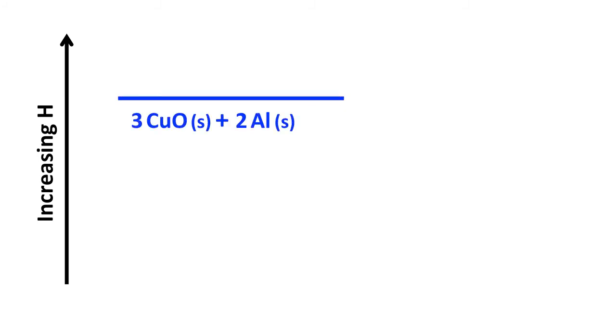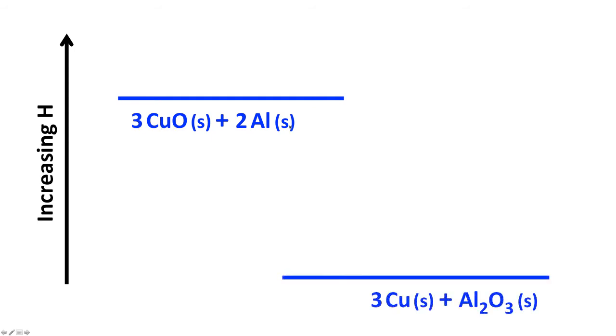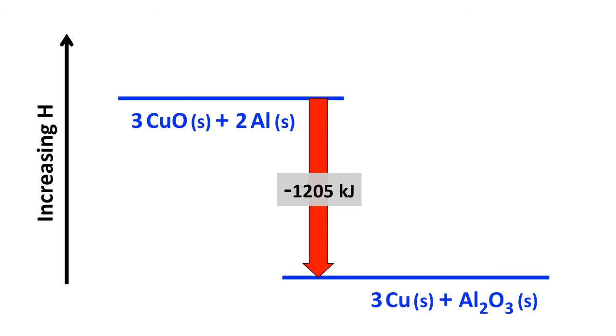Now, if we look at this graphically, or schematically, imagine we look at the enthalpy of our reactants, the 3 copper oxides plus 2 aluminums, and when that makes products of 3 coppers and 1 aluminum oxide, 1,205 kilojoules of energy is given off. It's an exothermic process. The products have a lower enthalpy than the reactants.